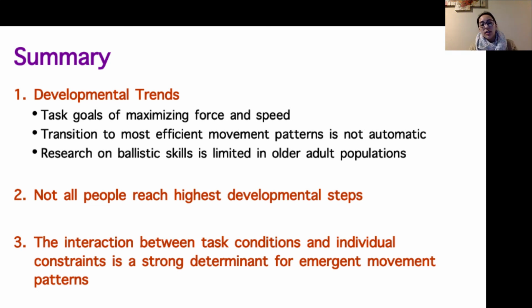Other examples might be changes in target position or proximity to the individual, so changing distance demands or distance parameters, as well as target motion within the environment. So task conditions do play a pretty large role in terms of constraining the types of movement patterns and proficiency levels that you would observe in the variety of ballistic skills we discussed for this week.